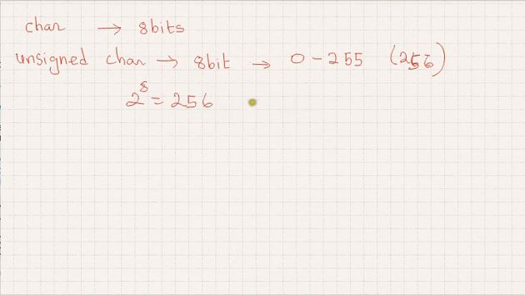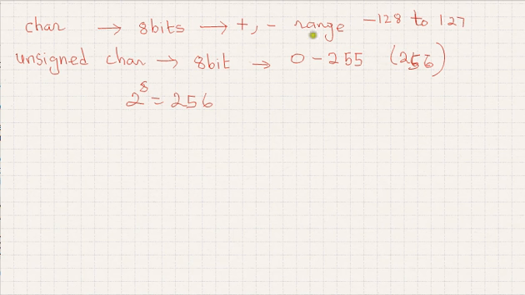Yeah, and for here this stores both positive and negative values. That means half of this one, right? The range is half of this one. So the range of values that you could store in this is minus 128 to 127.